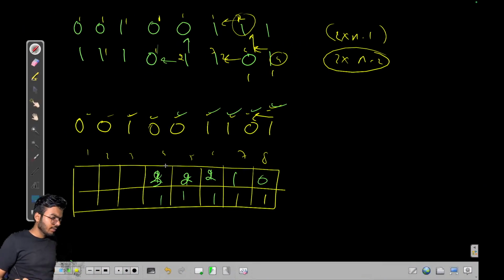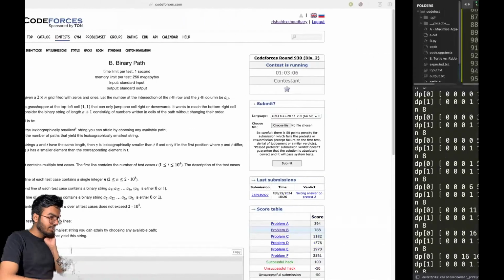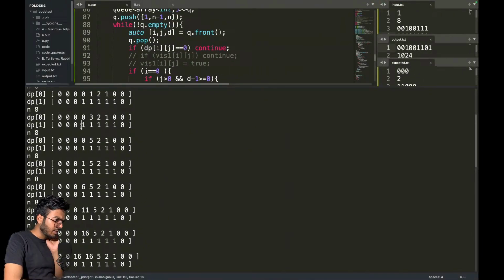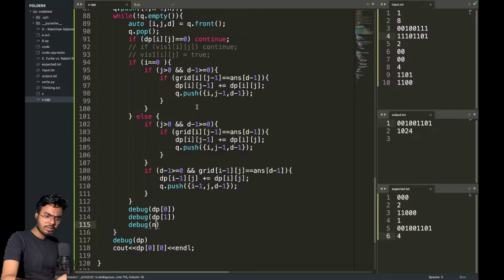But now what? Now I only have this. Now I can't push this into the stack. So the 3 and 1 should be like this. So why do we have an extra 1 here? No, that is because, wait a second.